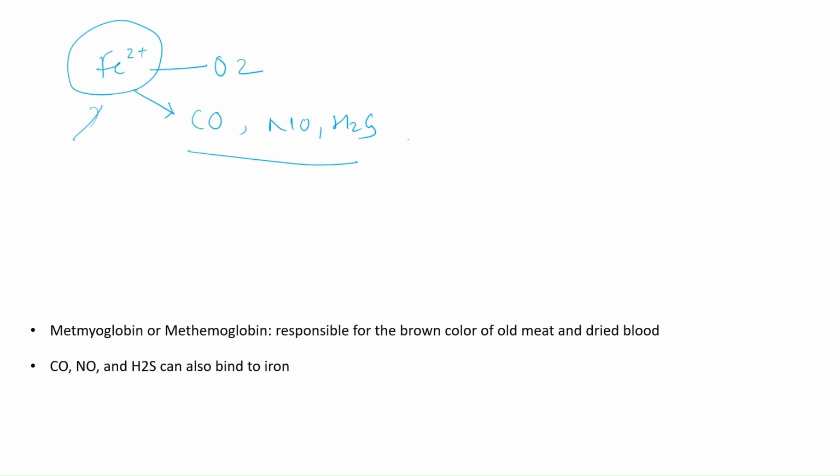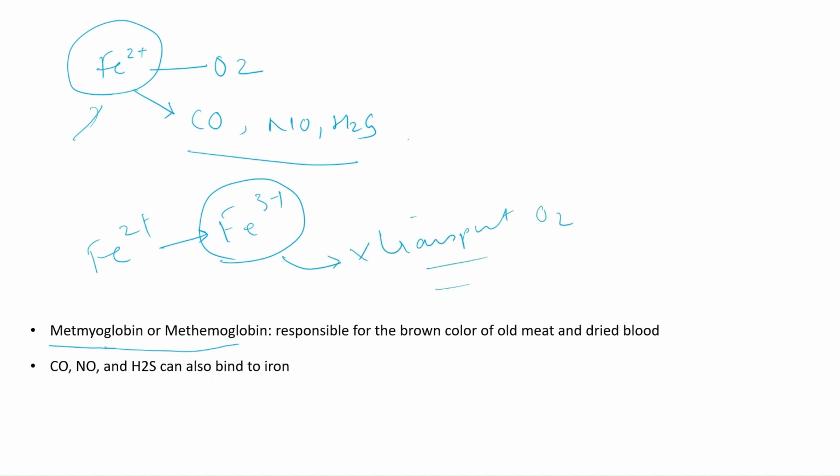Now one condition is called metmyoglobin or methemoglobin. What is this condition? The condition in which the iron converts from Fe2+ to Fe3+ state and remains in this state only, and hence cannot transport oxygen. This reaction we can see in the dried blood and old meat.